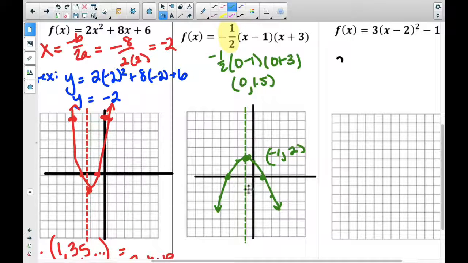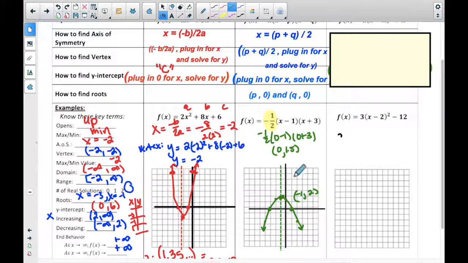And so you should be noticing that if it has a 2 as a leading coefficient, it's a little bit narrower. If it has a half as a leading coefficient, it's a little bit wider. If it has a 3, like this one, it's going to be even narrower still. So that's what that leading coefficient does. It determines the width of the parabola. Okay, so there's our parabola.